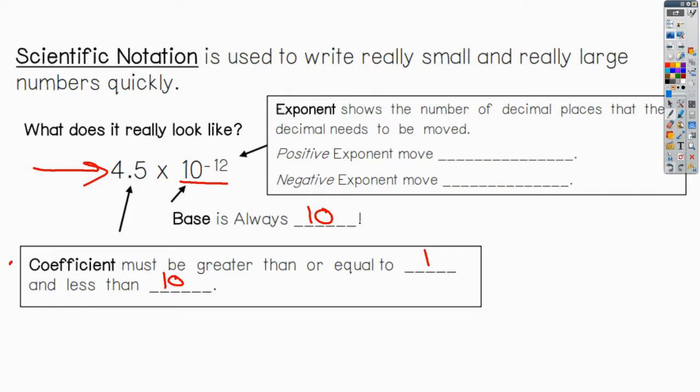When you look at that exponent, the exponent shows the number of decimal places that we're going to be moving the decimal. So you can see a decimal right here. We're going to be moving that decimal either to the left or right to change our original number. That is going to depend on what our exponent is. So if our exponent is positive, we're going to move that decimal to the right. If our exponent's negative, we're going to move it to the left.